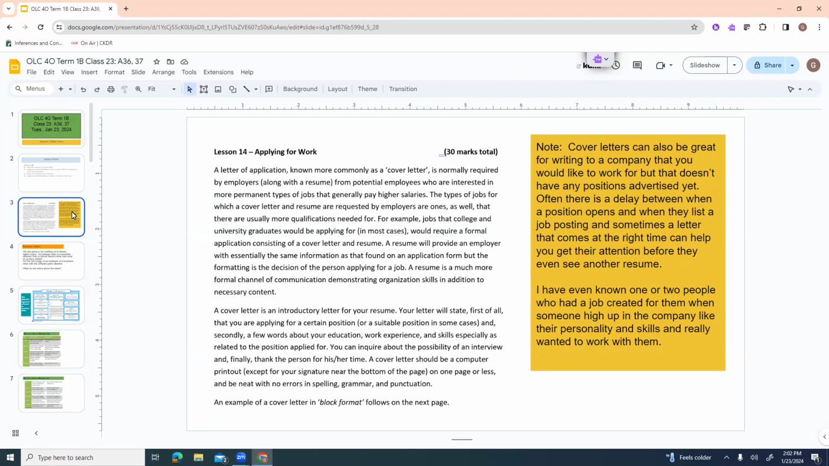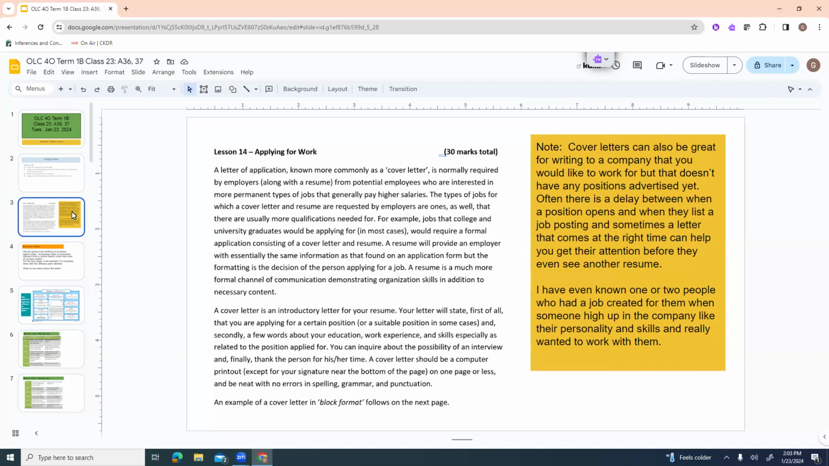A resume will provide an employer with essentially the same information as that found on an application form, but the formatting is the decision of the person applying for a job. So formatting is like how you arrange the information on the page. A resume is a much more formal channel of communication, demonstrating organizational skills in addition to the necessary content.